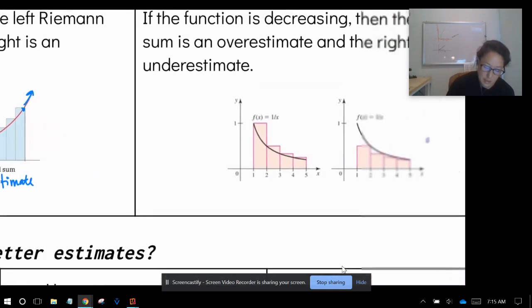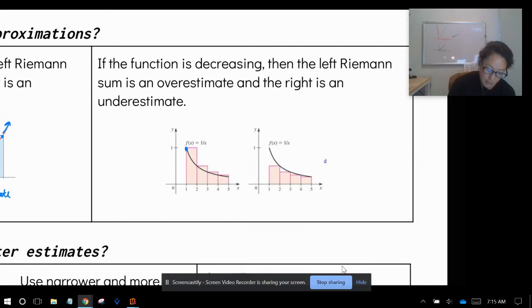If the curve is decreasing and we're taking the left Riemann sum, it's an overestimate. And if it's decreasing and a right sum, it's an underestimate.